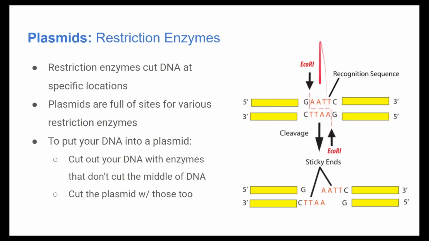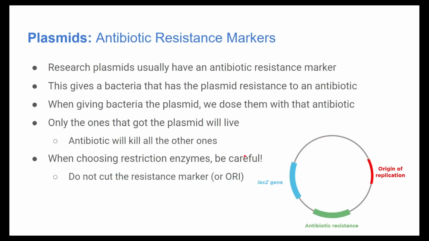Do not slice the middle of your gene, because you don't want stuff getting in the middle of your gene. That's bad. Now, there are other things you don't cut. You don't cut the ORI, the origin of replication, because this is needed for the bacteria to reproduce this plasmid. You don't cut the antibiotic resistance gene. You just don't. We'll explain why. Don't worry about this. You will cut this, but not important right now.